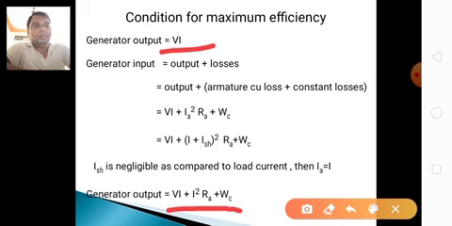So what is the efficiency? Efficiency equals output by output plus loss, that is, output by generator input. The output is VI, and the loss is constant loss plus variable loss. The constant loss is WC and the variable loss is I square RA.